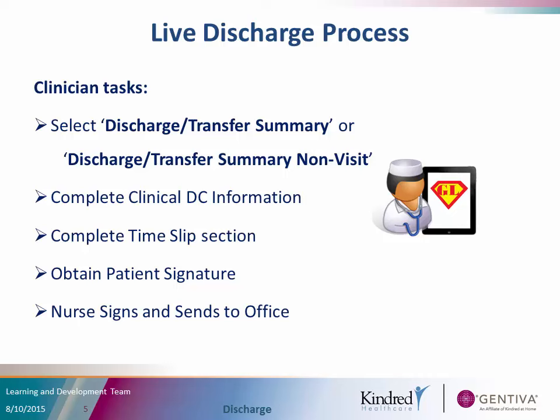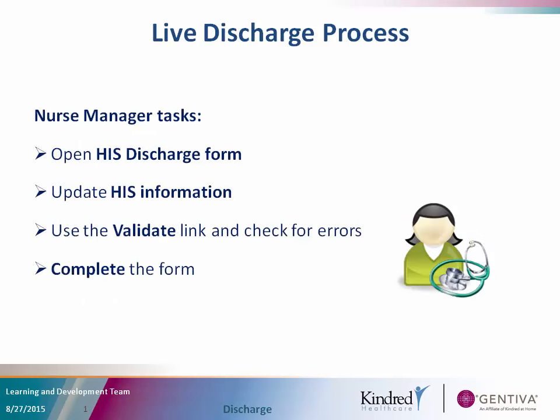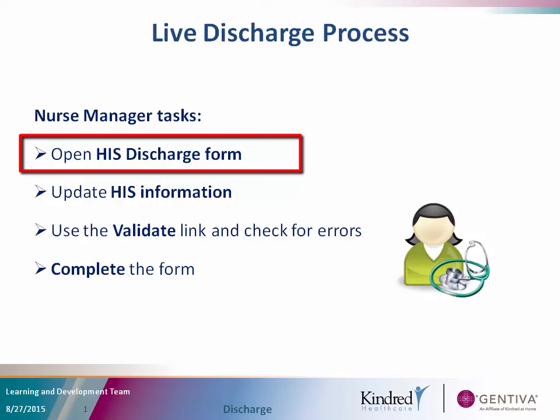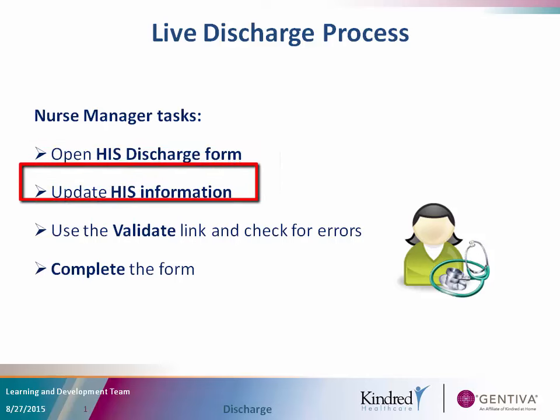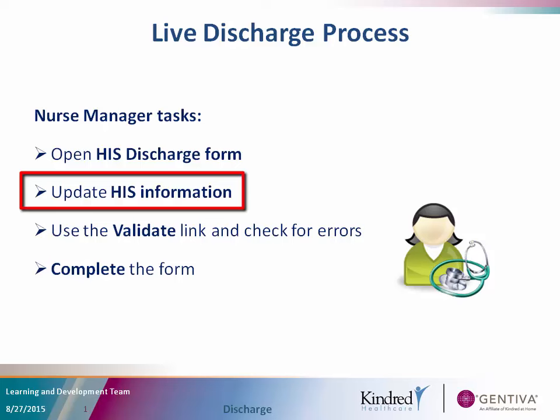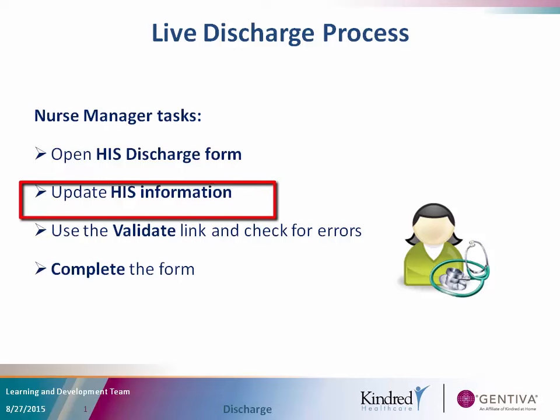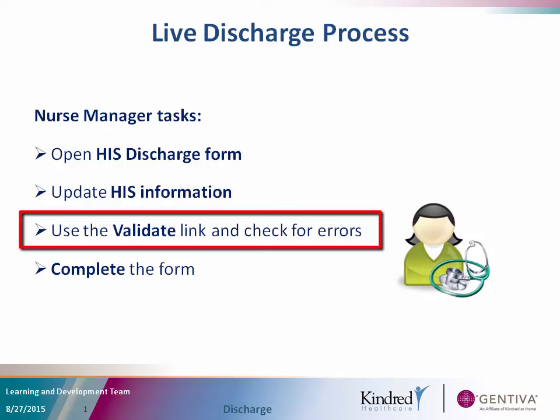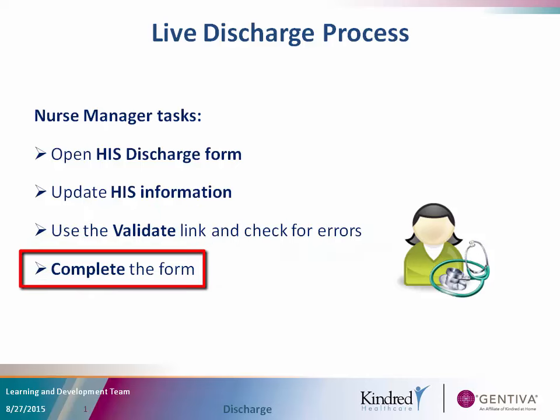Now that the clinician has completed the discharge form, it is time for the MCP to perform the next steps in the process, that is, the HIS step. Simply open the HIS discharge form and review the auto-populated discharge detail entered on the live discharge form. Update any needed information on the HIS discharge form, followed by completing the Z0400 and the Z0500 sections. Next, use a Validate link to check for errors. Lastly, complete the HIS form.